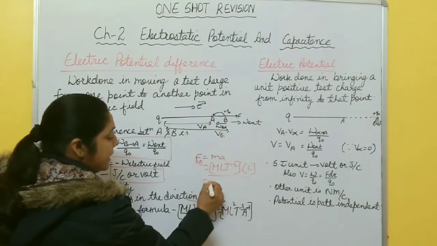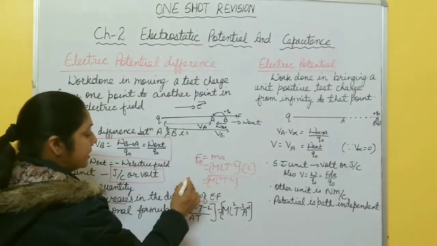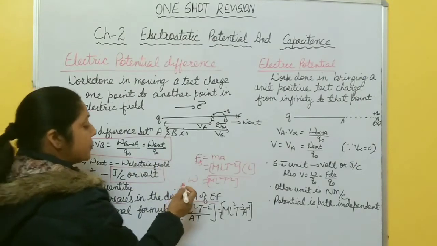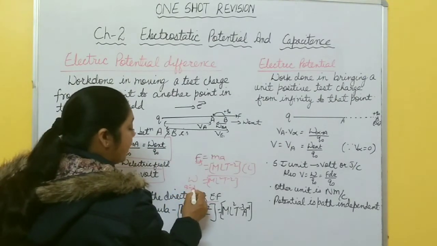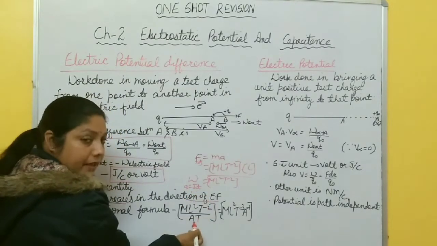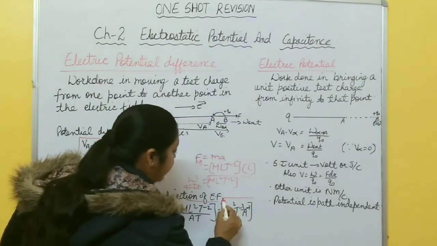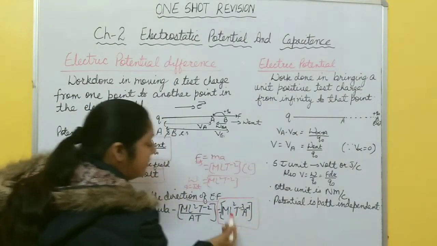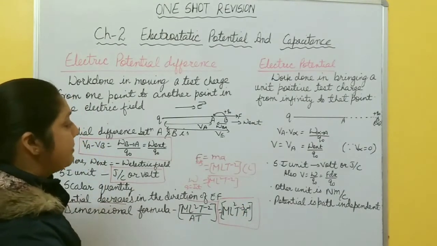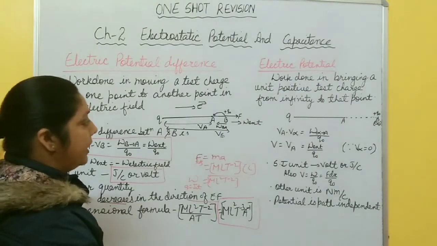M, so it becomes M L square T minus 2. Right now, this is work done. And in the denominator, coulomb. Q is what? Q is I into T. So I is in ampere and T is in T. So the final formula becomes M L square T minus 3 A minus 1. This is the dimensional formula for electrostatic potential difference, right?